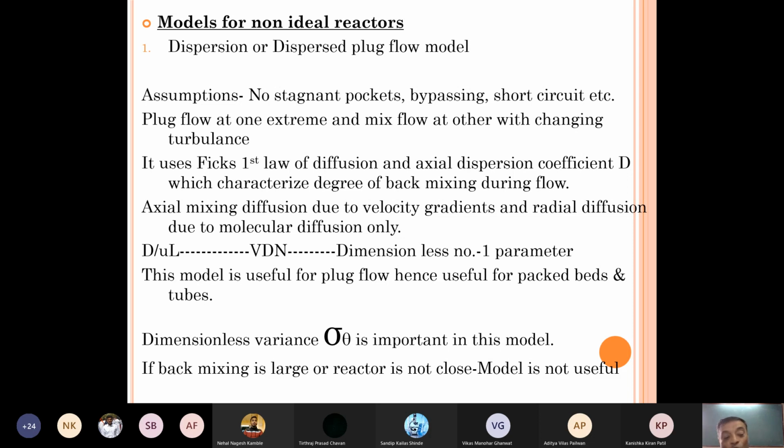And what is the unit of UL? U is meter per second, L is meter. So meter square per second divided by meter square per second. So both get cancelled na. So it is a dimensionless number. You are getting or not? This model is useful for plug flow.